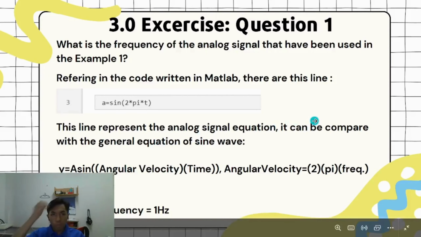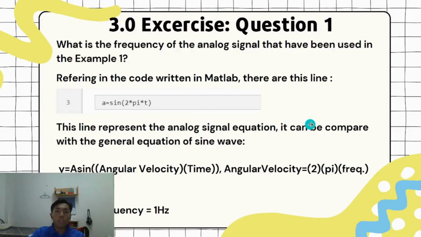Okay, now I will be presenting the 3.1 exercise, question 1. So question 1 is, what is the frequency of the analog signal that has been used in example 1? The example is referring to the code written in MATLAB. So this is the snippet of it.